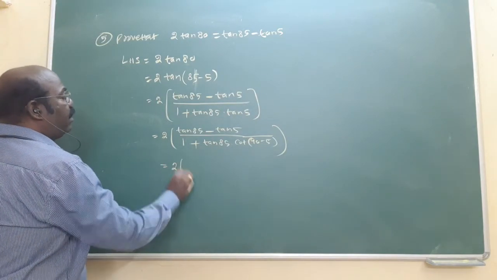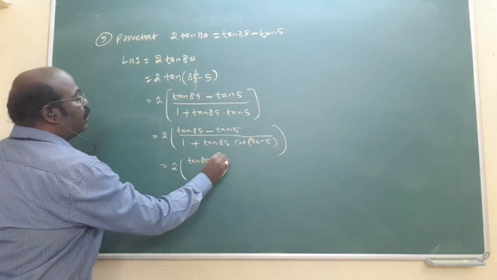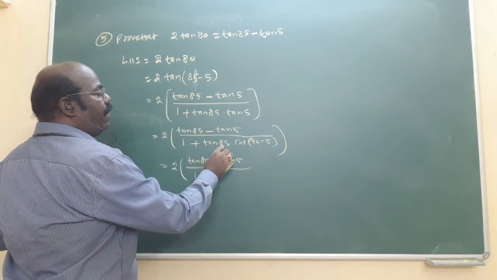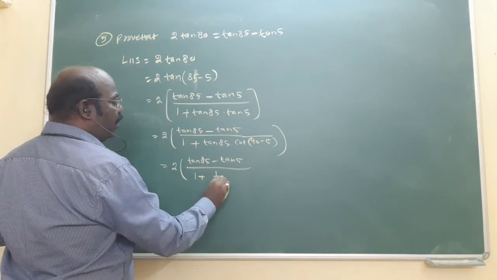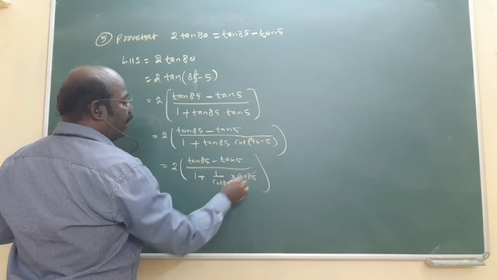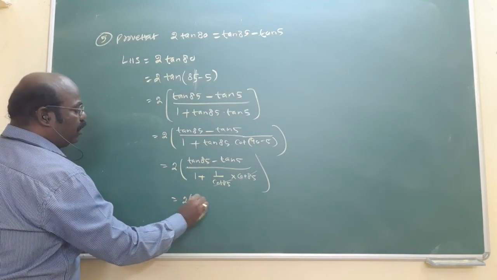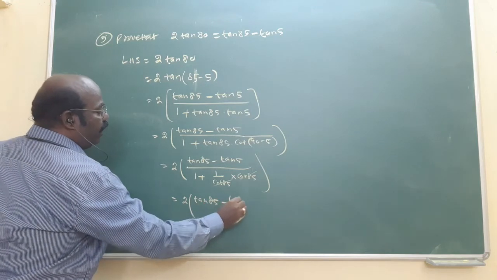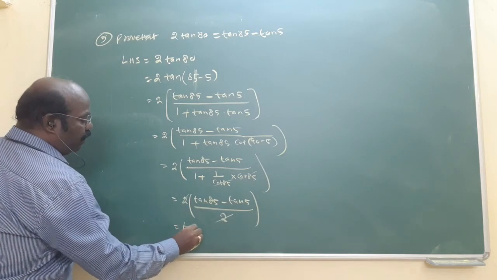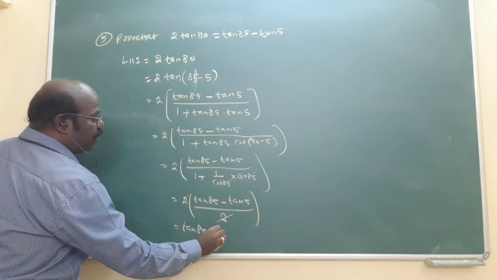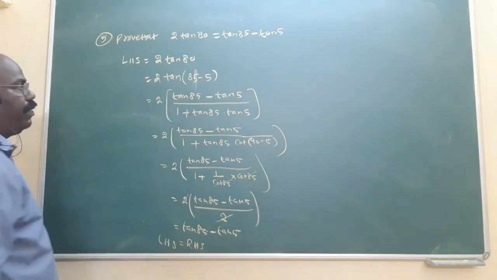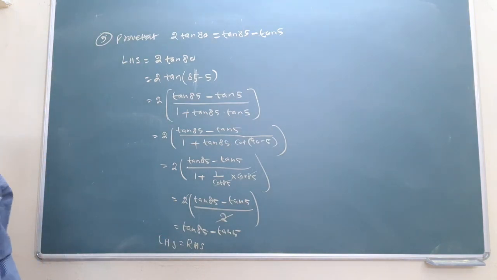Now 2 into tan 85 minus tan 5, divided by 1 plus this tan 85 into tan 5. Tan 5 can be written as 1 by cot 5, and this is also cot 85. Am I right? This will cancel. Numerator: 2 into tan 85 minus tan 5, divided by 1 plus 1 is 2. 2 cancels, we get tan 85 minus tan 5. That is the RHS. Start with the LHS and you automatically get the RHS. A small concept using the tan A minus B formula. That's all.